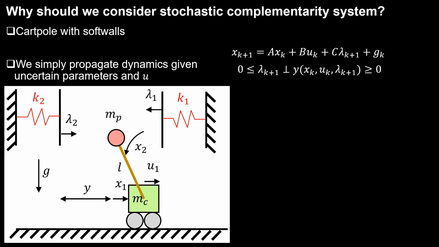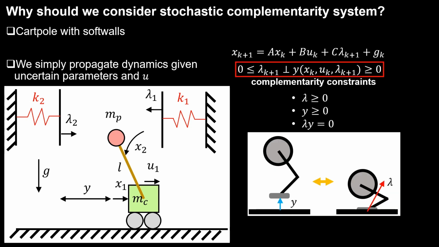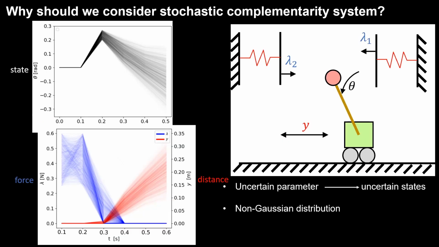Here, we explain why we need to consider stochastic complementarity systems. The dynamics of contact-rich systems can be formulated using these equations. Here, we consider uncertain contact parameters and see how the system evolves over time given fixed control inputs with randomly sampled uncertain parameters. As you can see, at t equals 0, the system has no uncertainty. However, since the system has uncertain contact parameters, the system feels stochastic contact forces, which makes the system stochastic with non-Gaussian distribution.